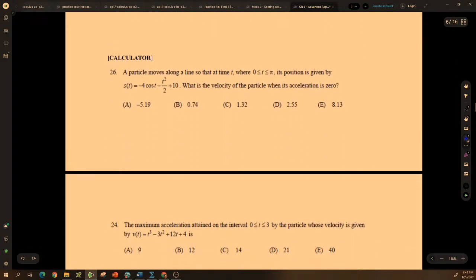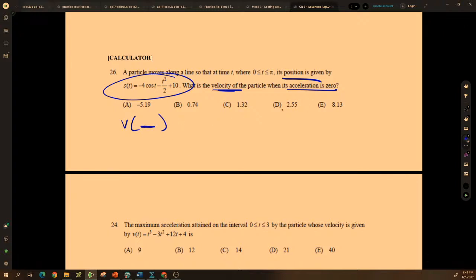All right, we're cruising along so far. Next up, we have a particle moving along, and this time again, they're giving us position. And they want to know what is the velocity. So they want a velocity of the particle when the acceleration is 0. So they want the velocity at some time. I don't know what this time is yet, but the hint they gave me is that's when the acceleration is 0. So we need to be careful.